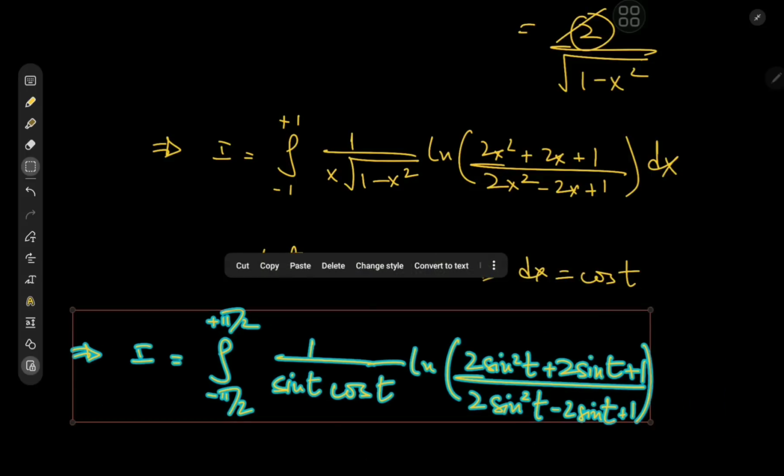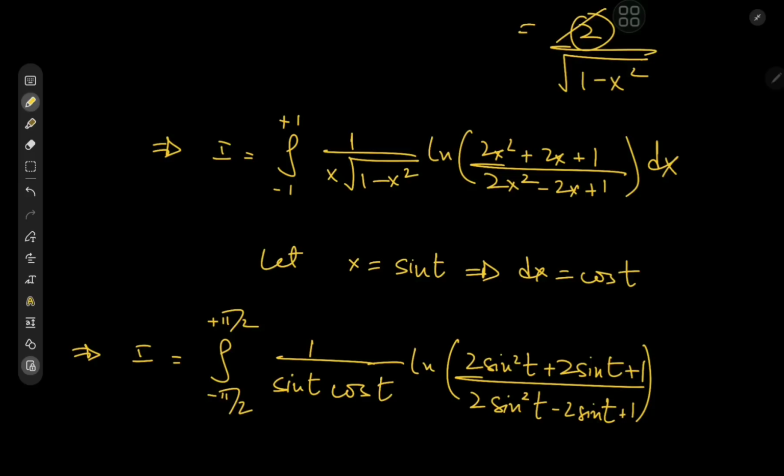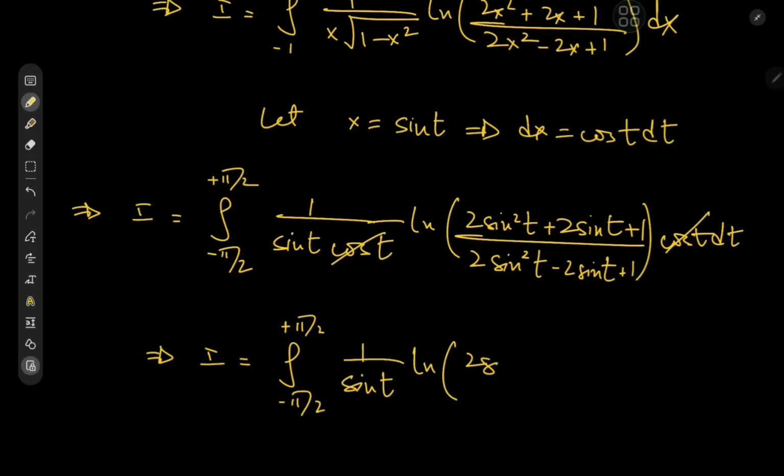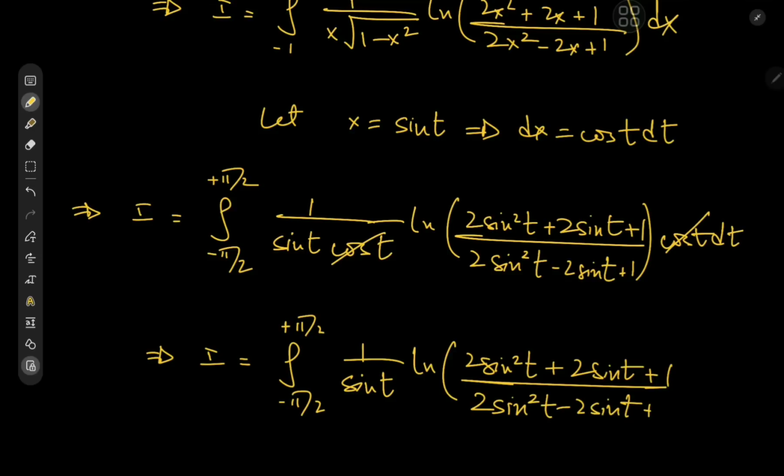of this single integral. So dx transformed into cosine t dt. So we have some lovely cancellation taking place. And so we have I equal to the integral from negative to positive pi by 2 of 1 by sine t times the logarithm of 2 sine squared t plus 2 sine t plus 1 divided by 2 sine squared t minus 2 sine t plus 1 dt.